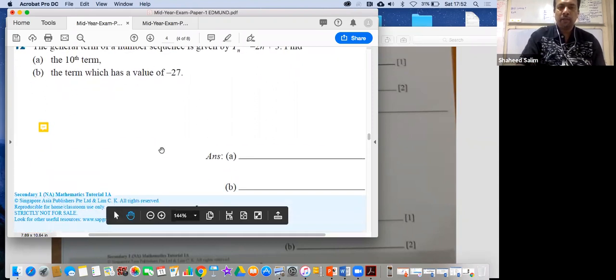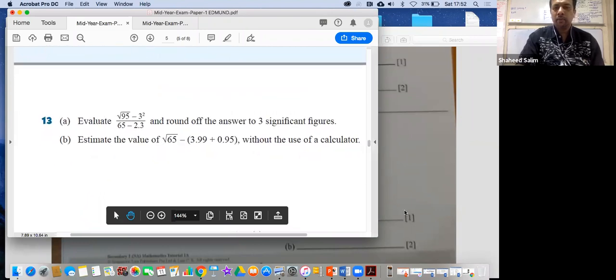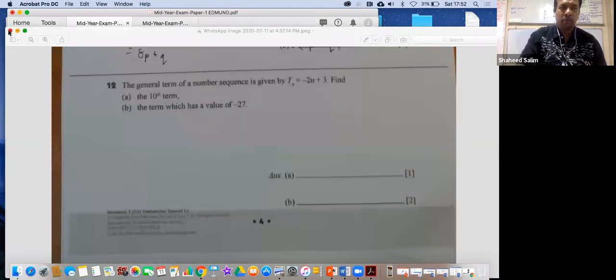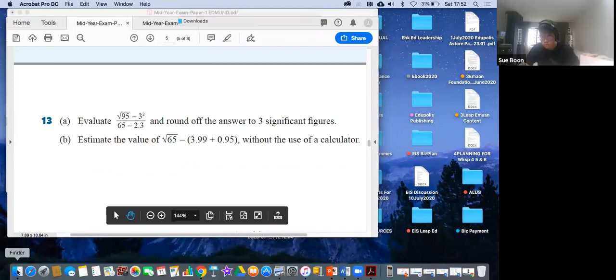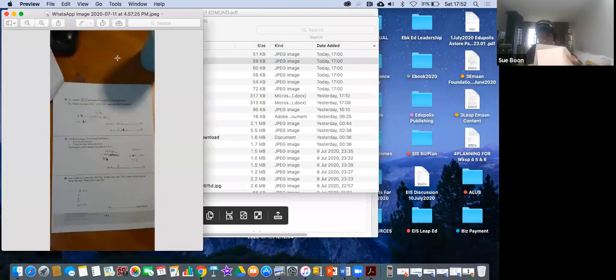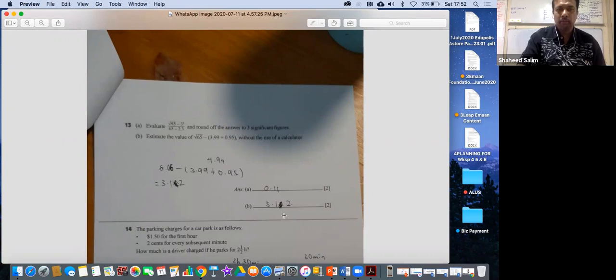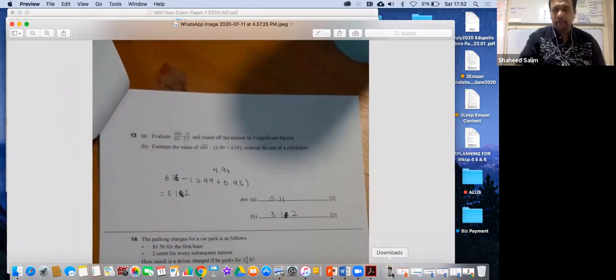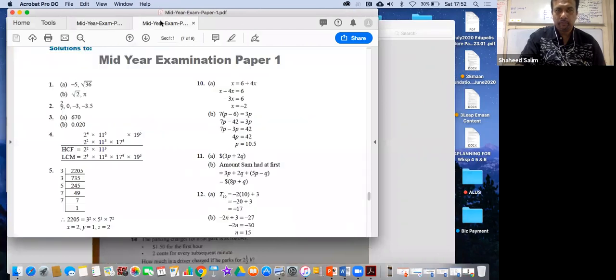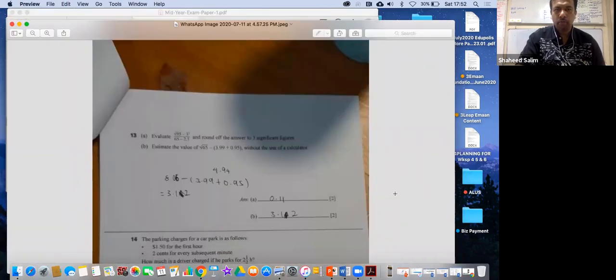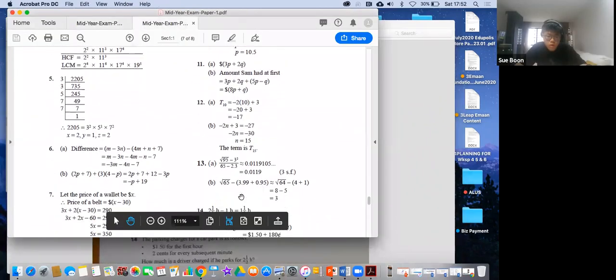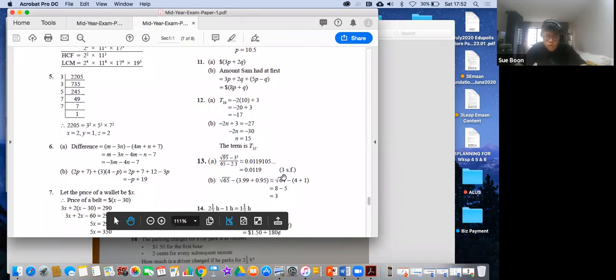Okay, so we move on to the next one. Let me see your okay, we have to open up the next one. Mine 0.11, 3.12, is it? Let's see here. What number? Number 13. They want 3 significant numbers.